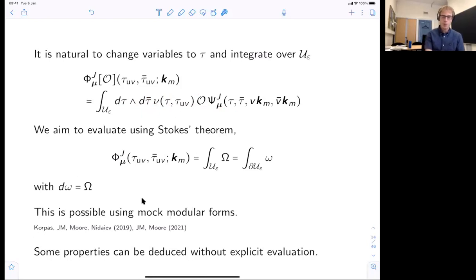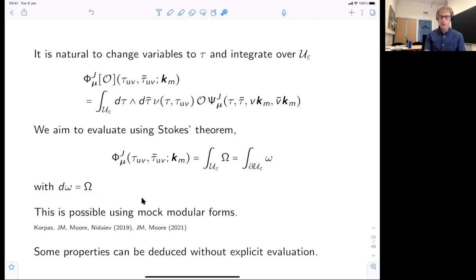Okay, so we aim to evaluate this integral using Stokes' theorem, meaning that if we just abbreviate this whole integrand to capital omega, then we want to write the integral of omega as an integral over the boundary of little omega, where d omega is equal to capital omega. And this is in fact possible using mock modular forms for arbitrary four-manifolds. So that was basically the content of various recent papers.